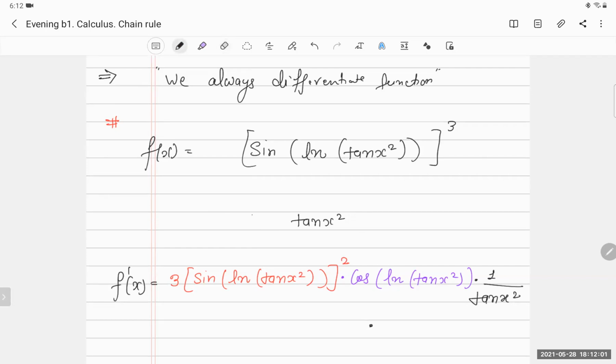Now what is left? tan x square. What is the derivative of tan? sec square x square. Now tan is also done. Now what is left here? x square. What is the derivative of x square? 2x. Now x square is also done. Finish. My function is over. This is my differentiation. So every time you can solve the question like this, till your function is completely vanished.